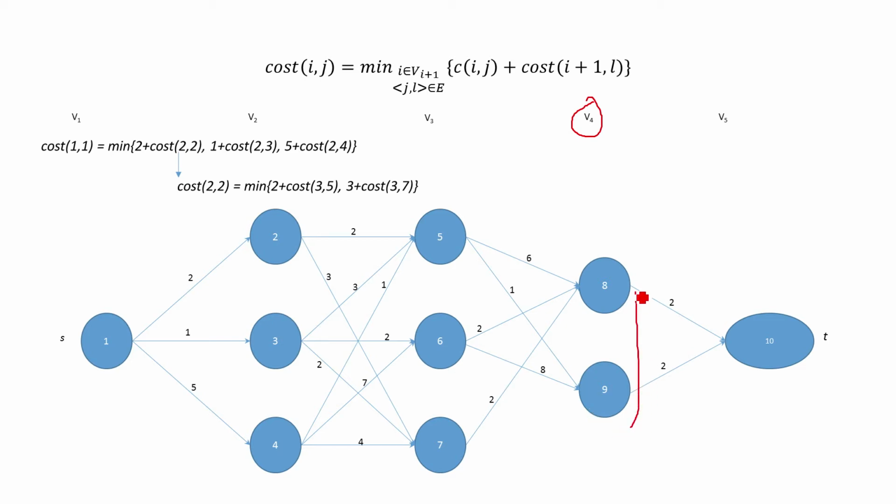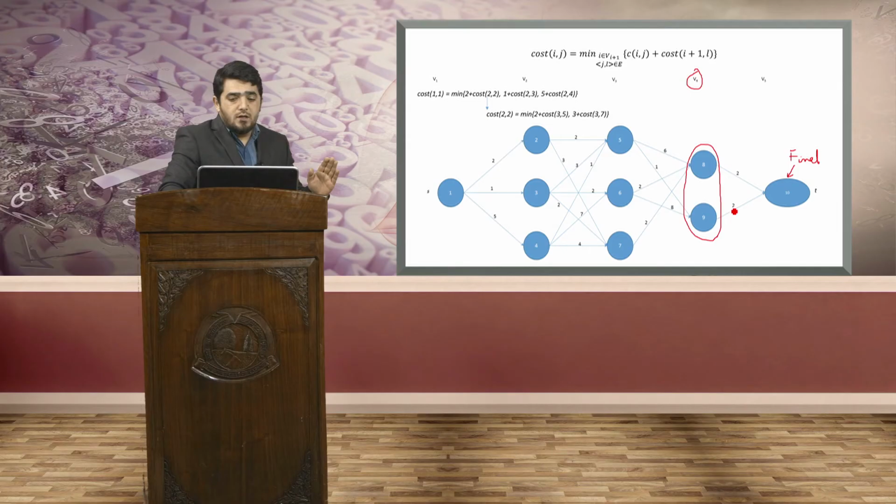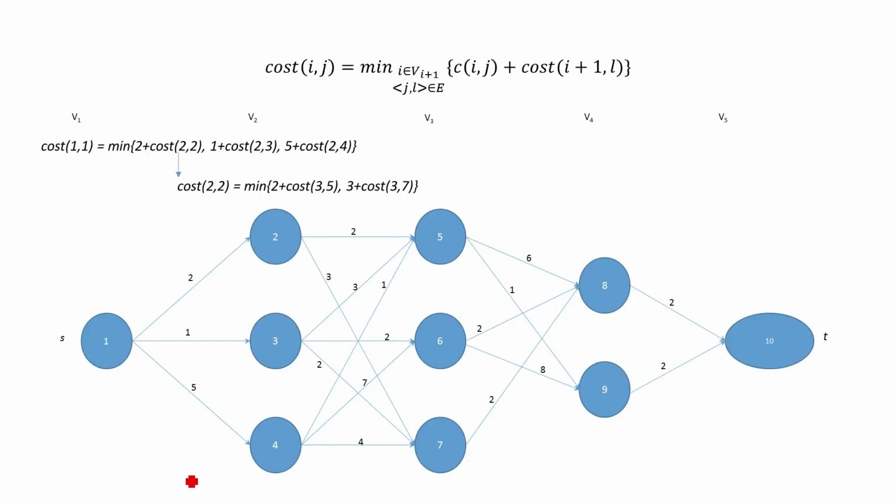Now the cost of selecting, let's suppose, node number 8 in the last stage to go to the final node T is simply the cost of edge 8 to 10. There is no decision to be made. It is simply the cost of the edge 8 to 10, as I told you earlier. Similarly, the cost of selecting node number 9 is simply the cost of the edge 9 to 10. Now, if there was not an edge from 9 to 10, then the cost of selecting node number 9 would have been infinity. That is what is illustrated by the first two statements.